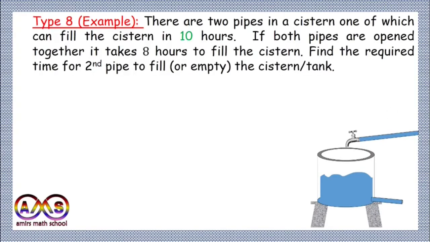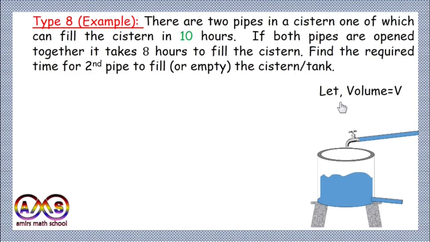So let's solve one problem of this type. There are two pipes in a cistern, one of which can fill the cistern in 10 hours. If both the pipes are open together, it takes 8 hours to fill the cistern. Find the required time for the second pipe to fill or empty the cistern or tank.